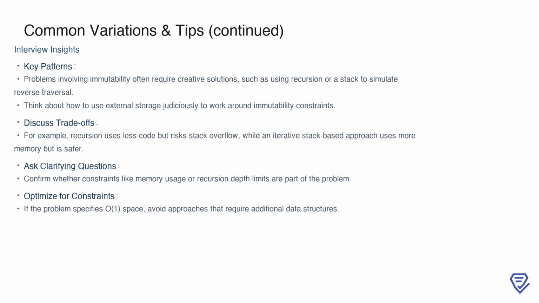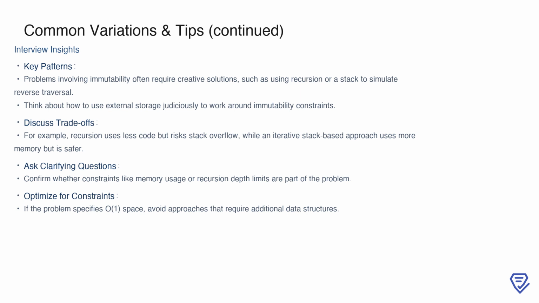To excel in interview problems like this one, it helps to recognize key patterns. Immutability often requires you to think creatively, such as using recursion or an external stack to simulate reverse traversal. Effective use of external storage can help you work around the immutability constraints, but you need to do so judiciously to avoid unnecessary complexity. Interviewers also value your ability to discuss trade-offs. For instance, recursion might lead to cleaner code, but it comes with the risk of stack overflow, especially for deep linked lists. On the other hand, an iterative stack-based approach uses more memory but is safer and more scalable.